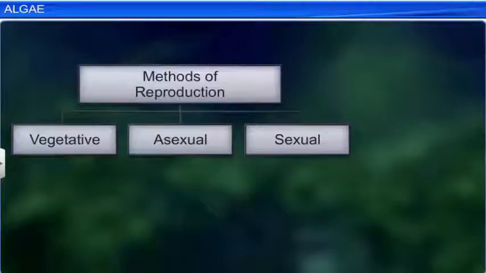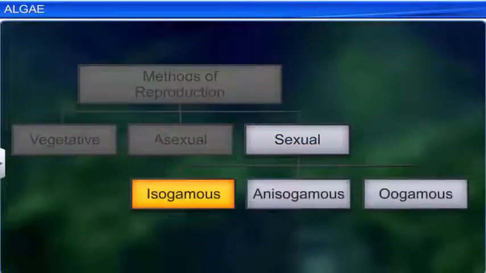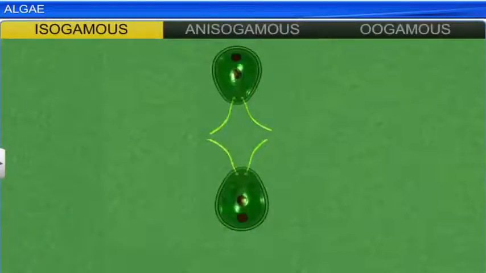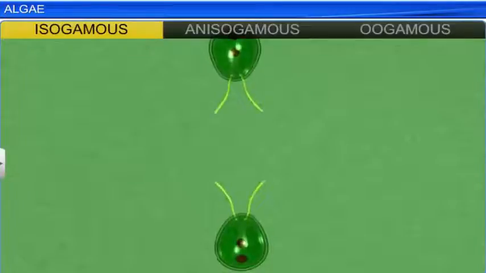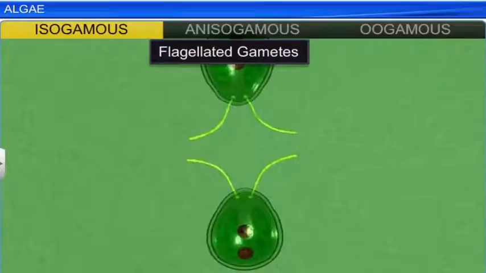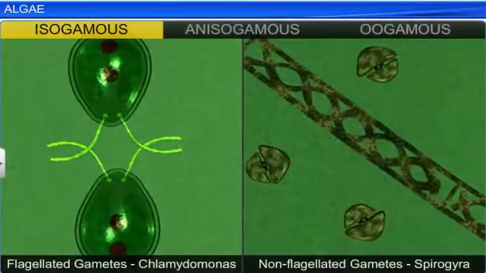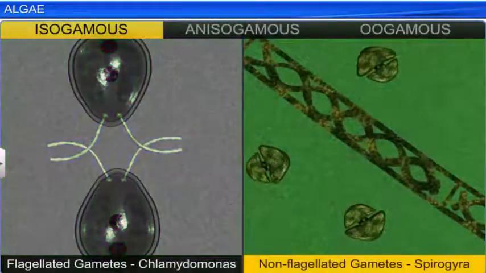During sexual reproduction, two gametes fuse to form a new organism. Based on the size of the gametes, sexual reproduction can be further divided into isogamous, anisogamous, and oogamous reproduction. When the fusion is between two gametes of similar size, the reproduction is called isogamous. The gametes in this case can be flagellated, as in Chlamydomonas, or non-flagellated, as in Spirogyra.